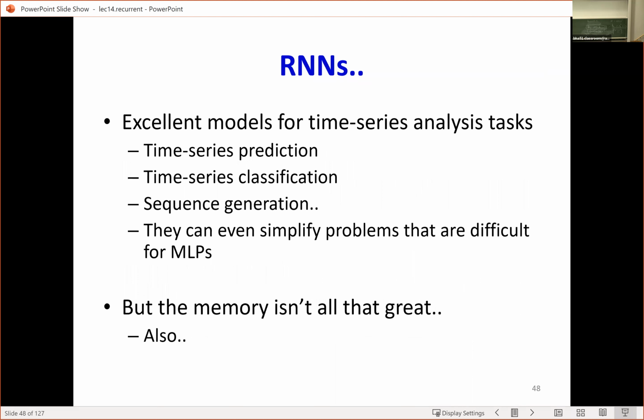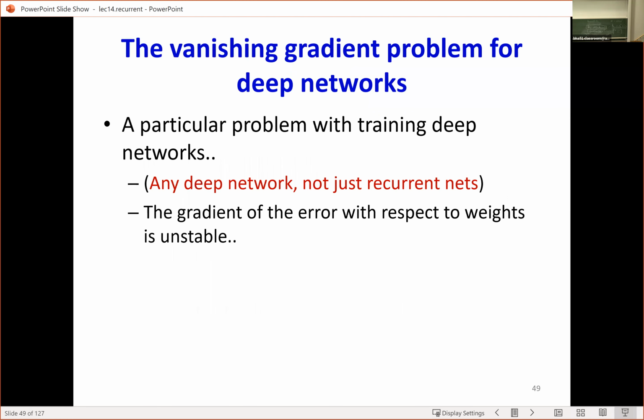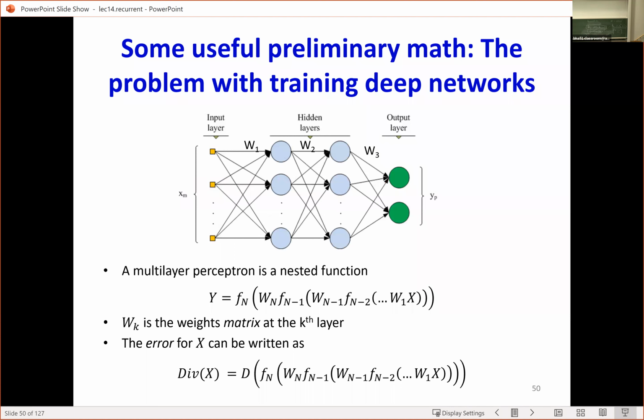So what we've seen is that RNNs are hypothetically excellent models for time series prediction, classification, and sequence generation. They can even simplify problems that are difficult for MLPs, but the memory is not all that great. But then here's another problem that happens, right? A particular problem with training deep networks, any deep network, not just recurrent networks, is that the gradient of the error, the loss, with respect to weights is unstable. Why is that?